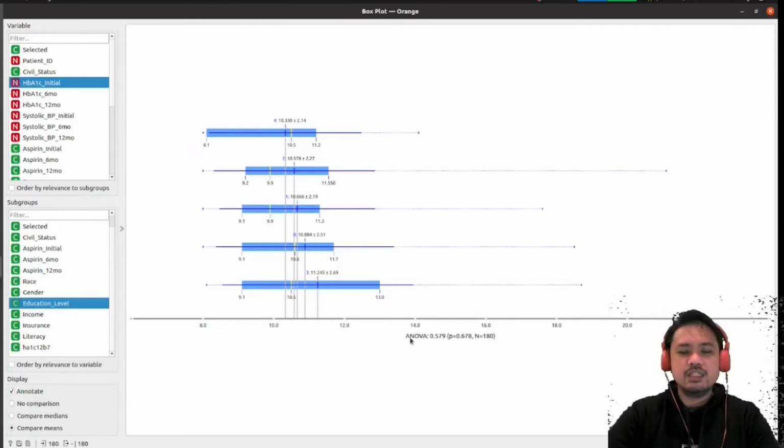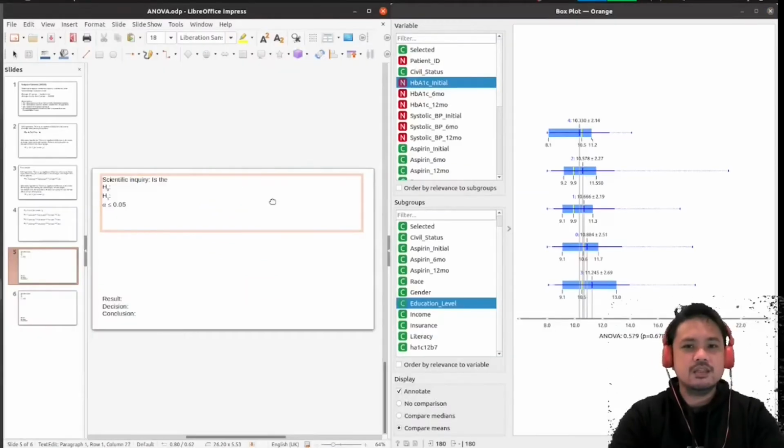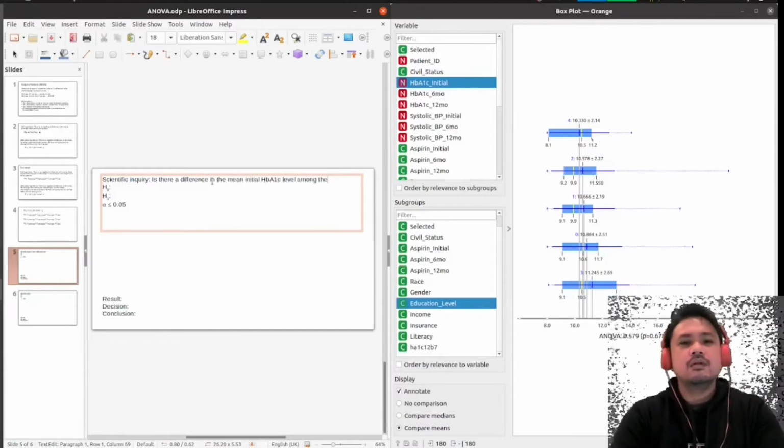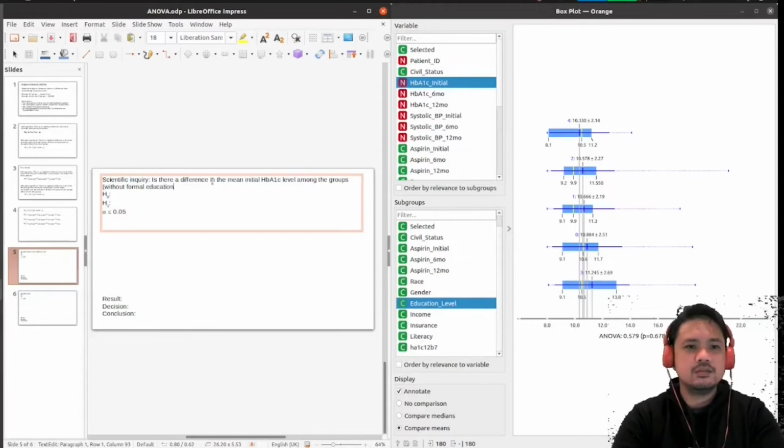Here we have the result. The p-value is 0.678, which is bigger than our alpha of 0.05. This is not statistically significant. Is there a difference in the initial HbA1c level among the groups without formal education, with elementary education, with high school education, with bachelor's degree, with master or PhD? This is our scientific inquiry. Our null hypothesis will be there is no significant difference in the mean initial HbA1c level among the groups.